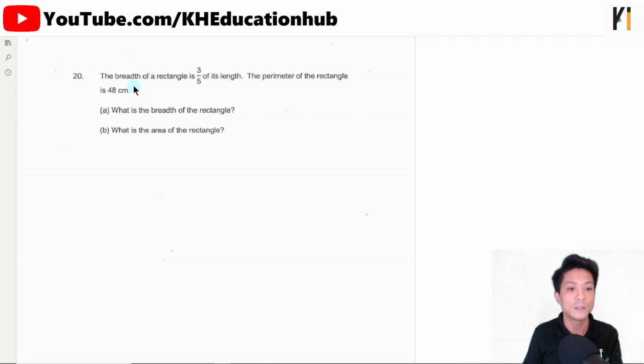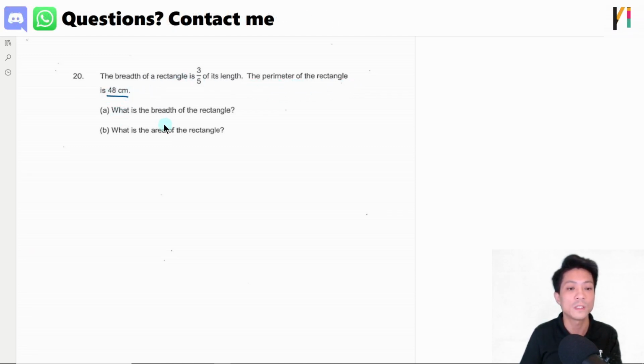Question 20. The breadth of a rectangle is 3/5 of its length. The perimeter of the rectangle is 48 cm. What is the breadth of the rectangle and what is the area of the rectangle? So I'm going to draw a rectangle over here.